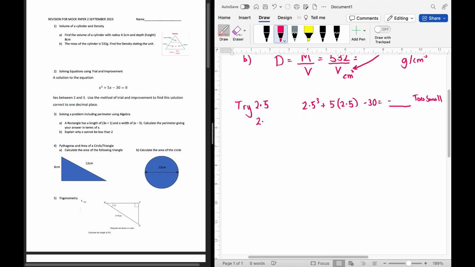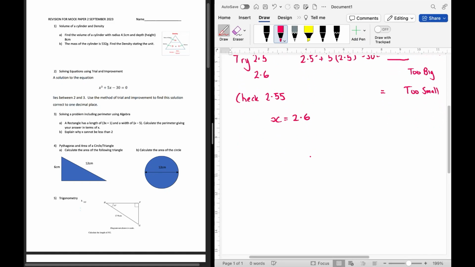So if that's too small, we try bigger, and when you work that out, it becomes too big. Again, you do the calculation. So what we know is that 2.5 is too small and 2.6 is too big, so the answer is between these two values. Once we get the values it's between, we check the middle, and the middle is 2.55. Again, we put 2.55 in, and it turns out that 2.55 is also too small. Therefore, the answer is bigger than 2.55, so to 1 decimal place, the answer is 2.6.